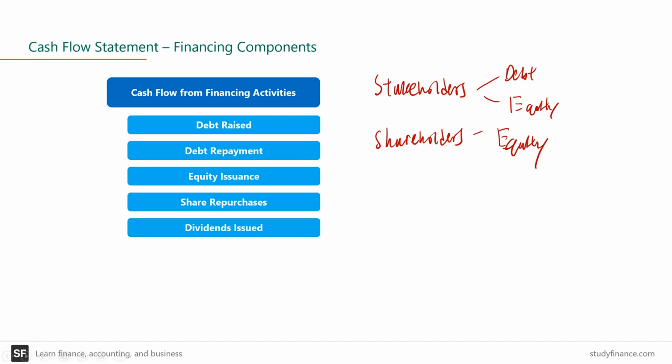So the distinction that we just made right now will come in handy when we discuss how value is returned in later courses. So debt raised and equity issuances are cash inflows, so increases our cash, whereas debt repayment, share repurchases, and dividends issued are cash outflows. Dividends are a cash outflow because cash is paid to existing shareholders.